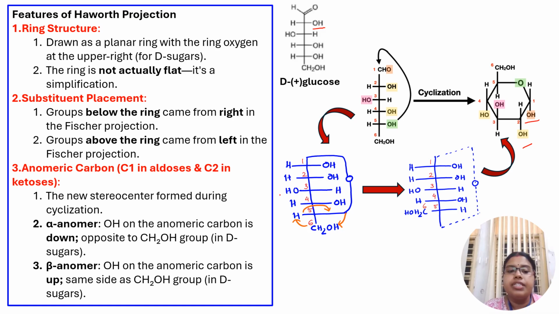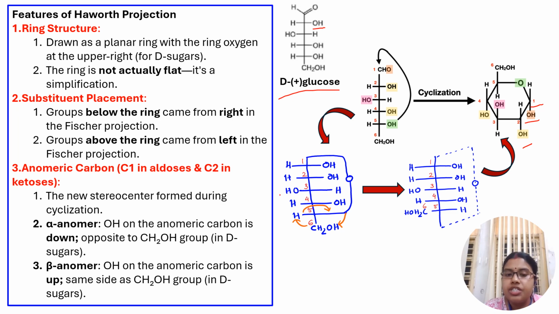The new stereocenter forms two anomers, either the alpha anomeric form or the beta anomeric form. The anomeric carbon is C1. If the OH on the anomeric carbon is down, then we consider it an alpha anomer. And if the OH on the anomeric carbon is up, then we say it is the beta anomer.